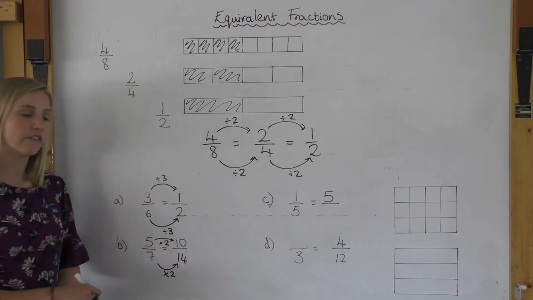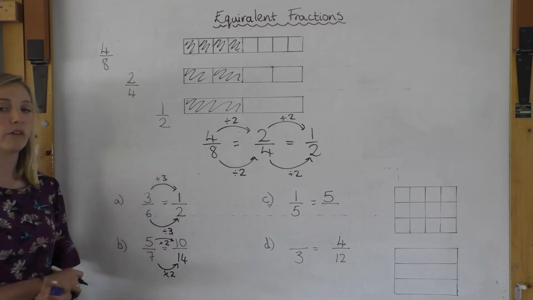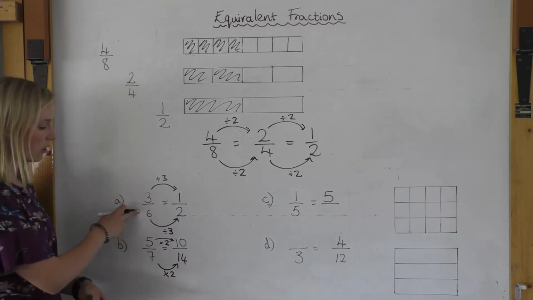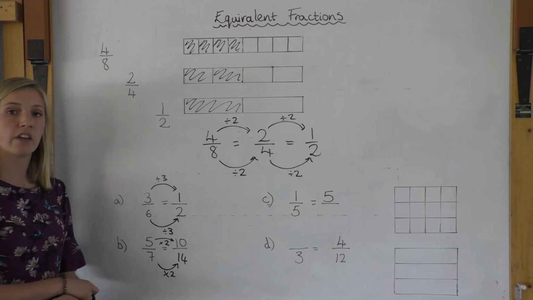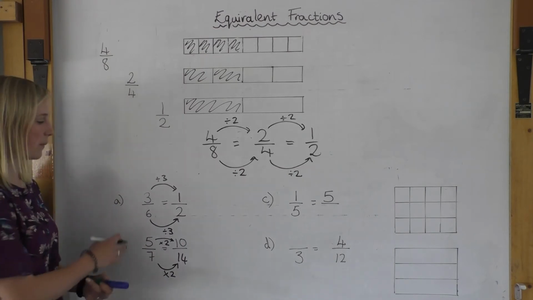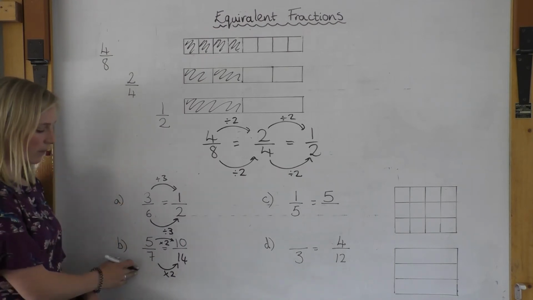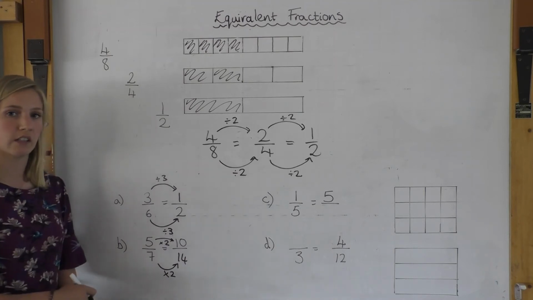So you can see from both of these examples, equivalent fractions can either be smaller or bigger than the other fraction this is given. So sometimes we will be dividing and sometimes we will be multiplying to find an equivalent fraction.